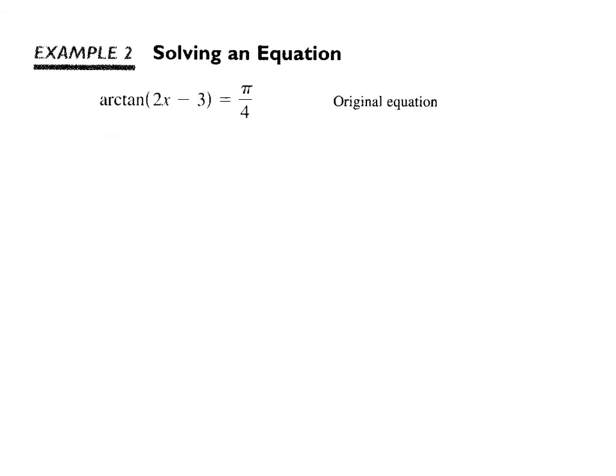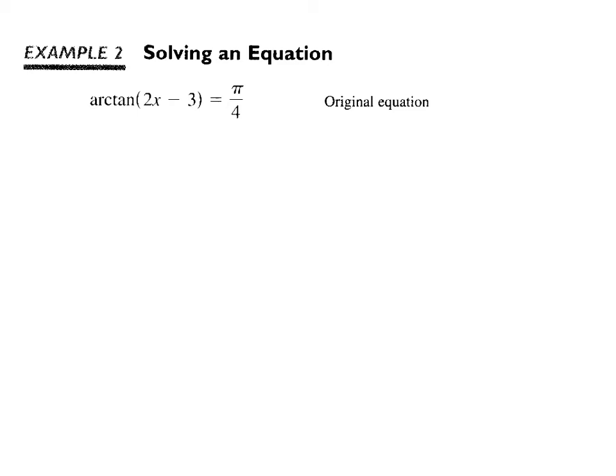Okay, so let's take a quick look at this here, alright? Here's our original equation. The original equation says that the arc tangent of 2x minus 3 is pi over 4. Okay? Arc tangent of 2x minus 3 is pi over 4. How would we solve this? The tangent of pi over 4 is 1. So 2x minus 3 equals 1. Okay, so you're using the inverse here, which is tangent. So you're taking the tangent of both sides.